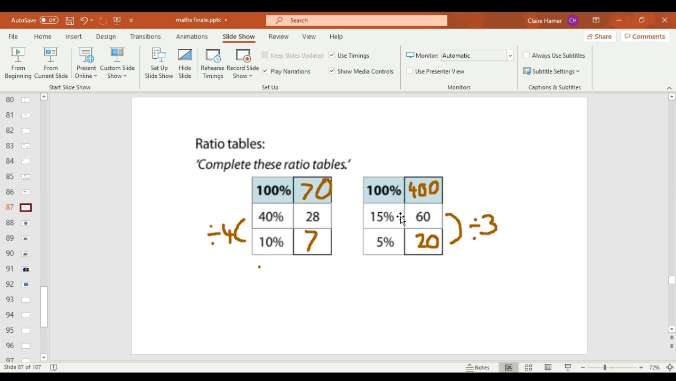Over here, I divided by 3. I know that 15 divided by 3 is 5. So I did 60 divided by 3 is 5. Then I worked out that 20 times 5 is 100. So I did 20 times 20 to get 400. Let me know how you got on.